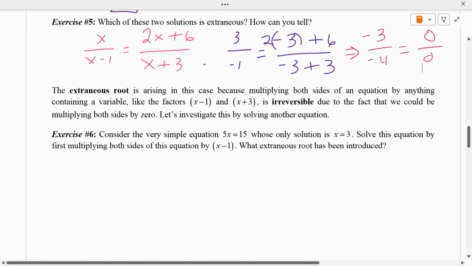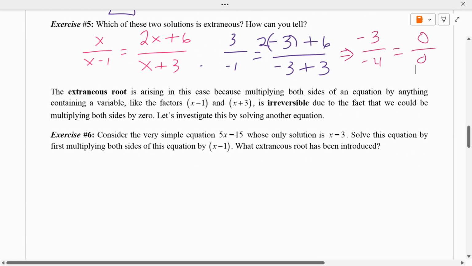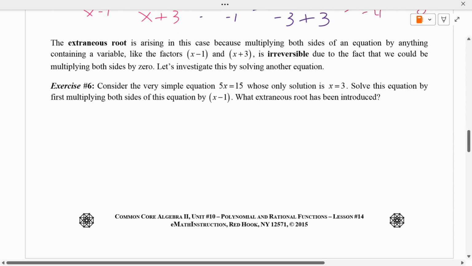All right. So the extraneous root is arising because multiplying both sides of the equation by anything containing a variable, like the factors x minus 1 or x plus 3, is irreversible. Because again, we don't know what the value of x is, and you could essentially be multiplying both sides by 0. So we're going to look at this equation, 5x equals 15, and we know the solution is x equals 3. We're going to solve this equation by multiplying both sides of the equation first by x minus 1.